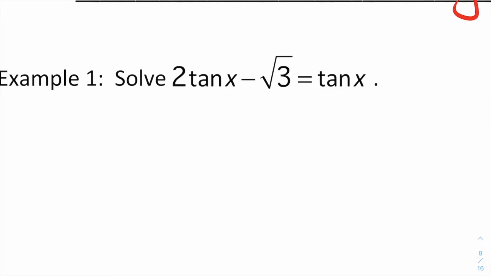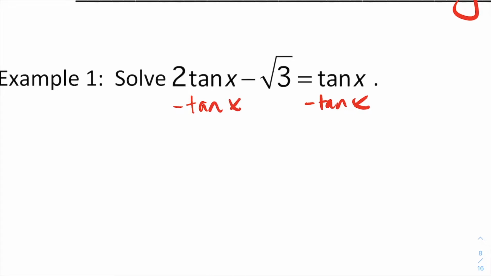This first one here, I'm going to try and isolate the tangent of x. This is different from verifying. We are going to be told that this is actually true, so we're not verifying, so we can work with both sides. So I'm going to subtract the tangent from both sides.